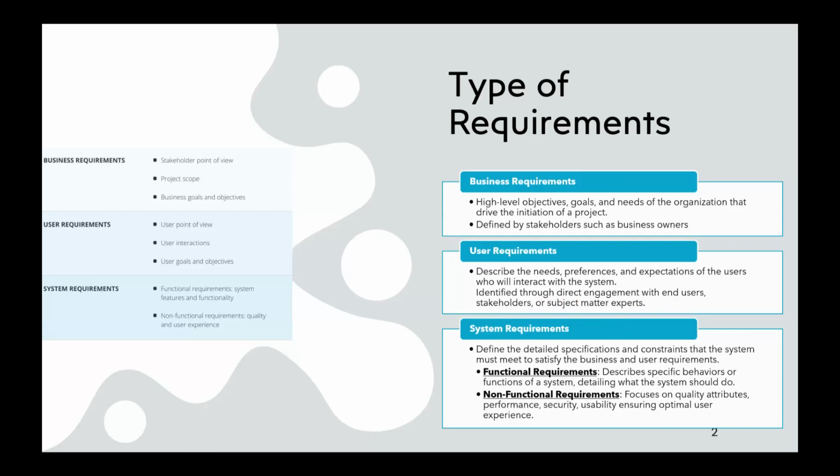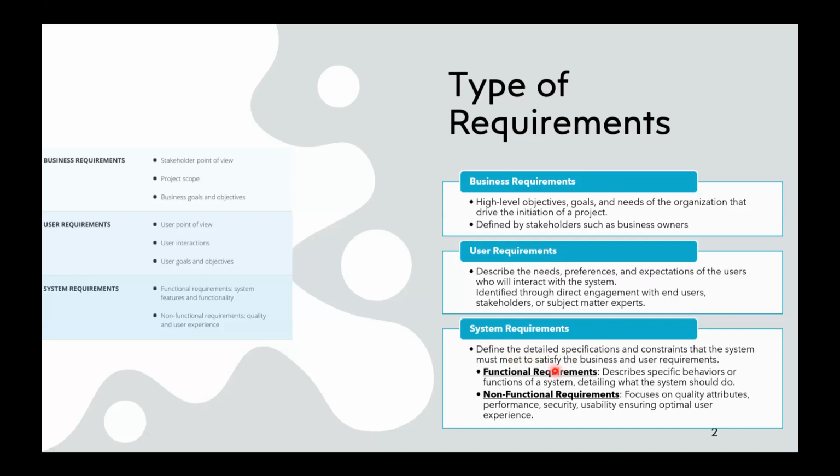Other than business requirements and user requirements, the next thing you need to take into consideration is the system requirements. So what are the system requirements? When we want to identify user requirements, we also need to consider our system requirements. These are the detailed specifications and constraints that the system must meet to satisfy the business and user requirements. For the system requirements, you need to know about two things.